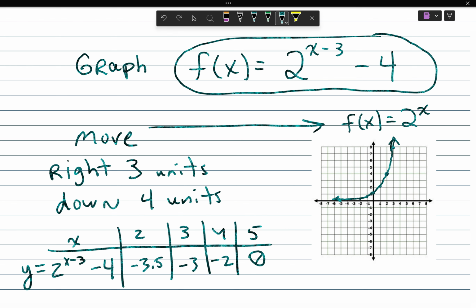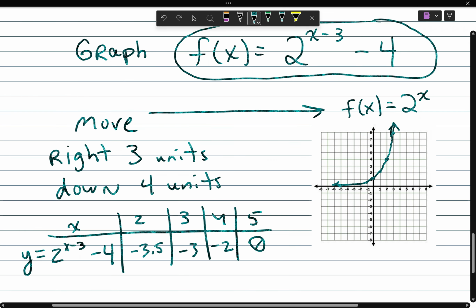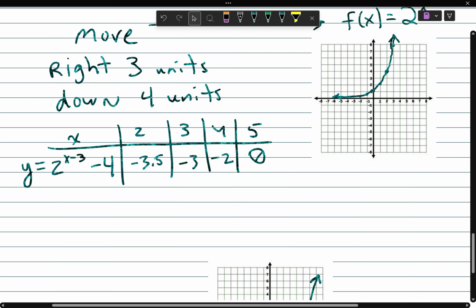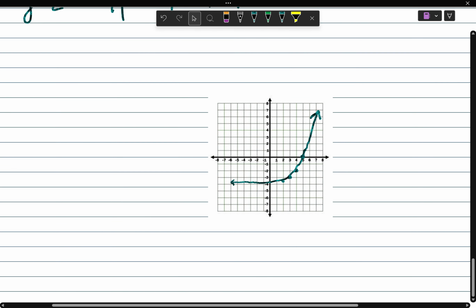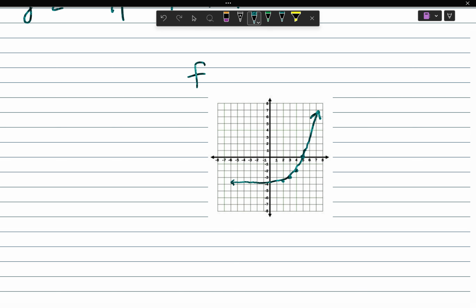And go ahead and make sure you practice that on your own time just to make sure you did the arithmetic correctly. Using those shifts, the 3 units to the right and 4 units down, along with those extra ordered pairs, then we have the following graph, right? So this would be the graph of f of x is equal to 2 raised to the x minus 3 power minus 4.